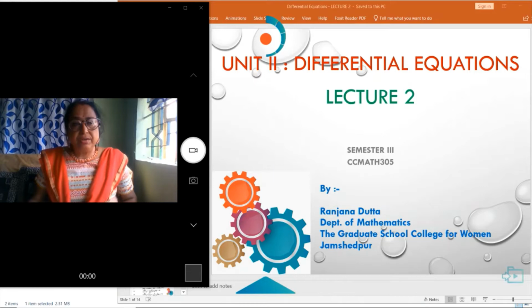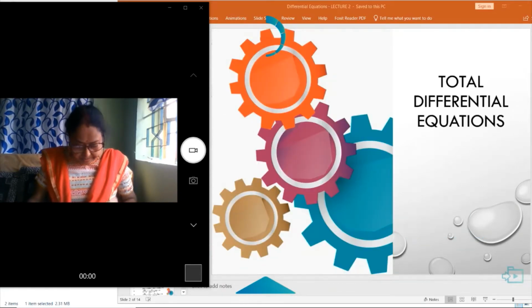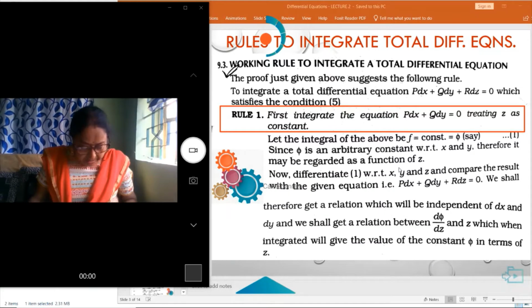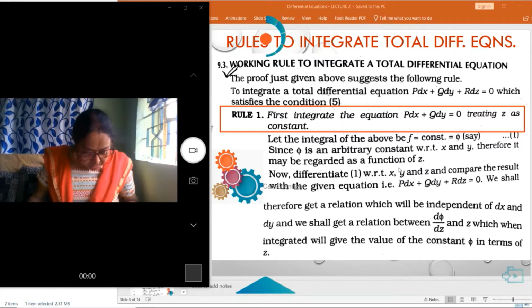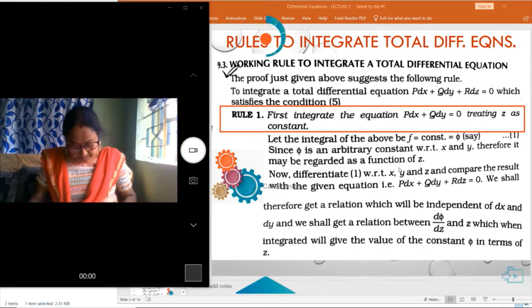Today we are going to study the total differential equation. The total differential equation can be written in the form P dx plus Q dy plus R dz is equal to 0, which satisfies the condition given. Now, we apply three rules in this.